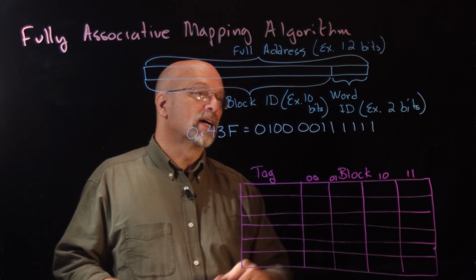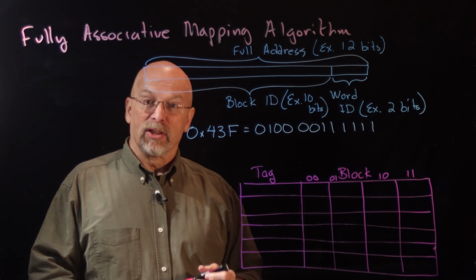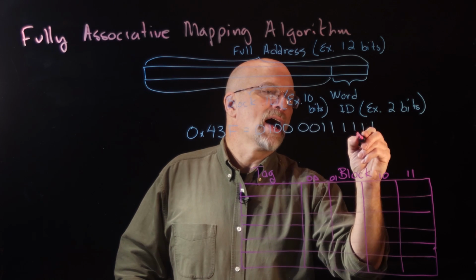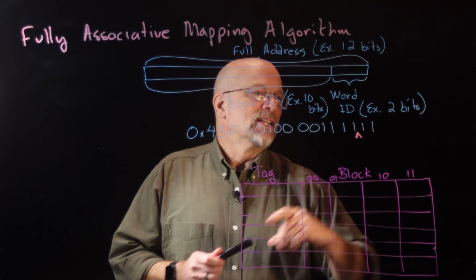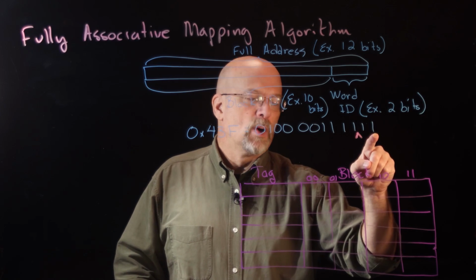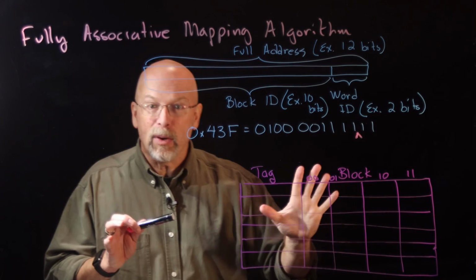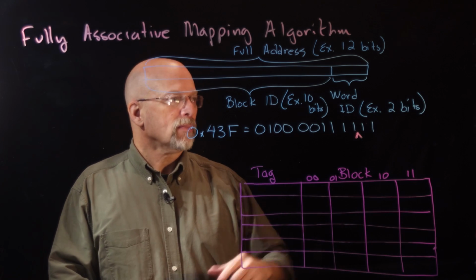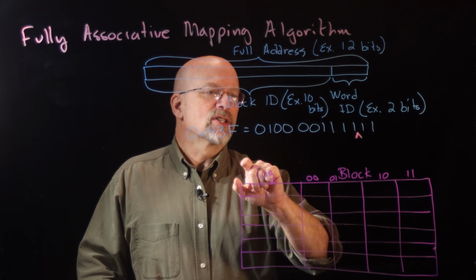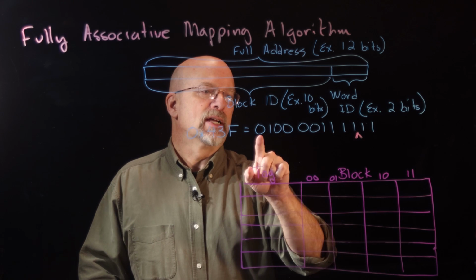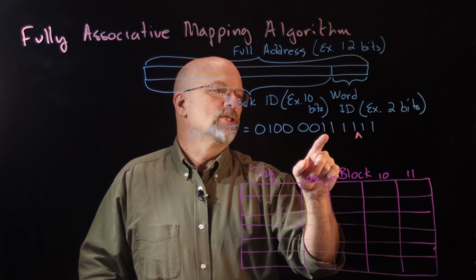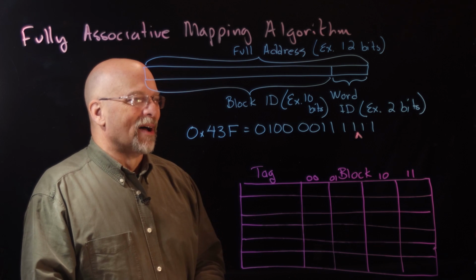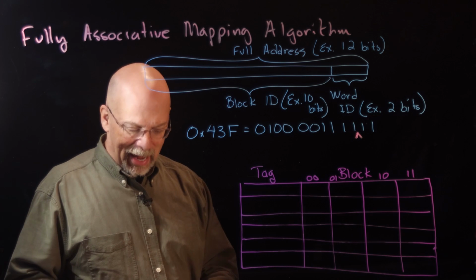Now, if we look at this as the full address, but then divide it, we divide right at this point. And so we have the word ID of 11, which means that whatever element we're looking for, it's going to be found in this last column. This right here is the block ID. So the 10 bits here, 0100001111, 4 ones there, that's going to be our block ID.